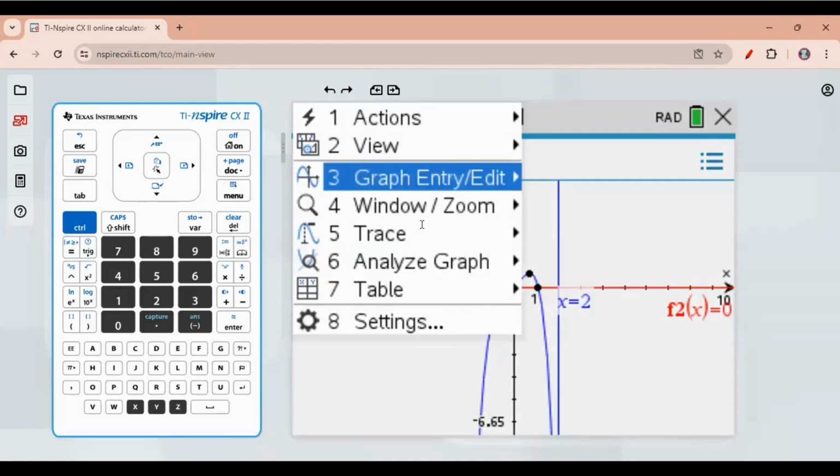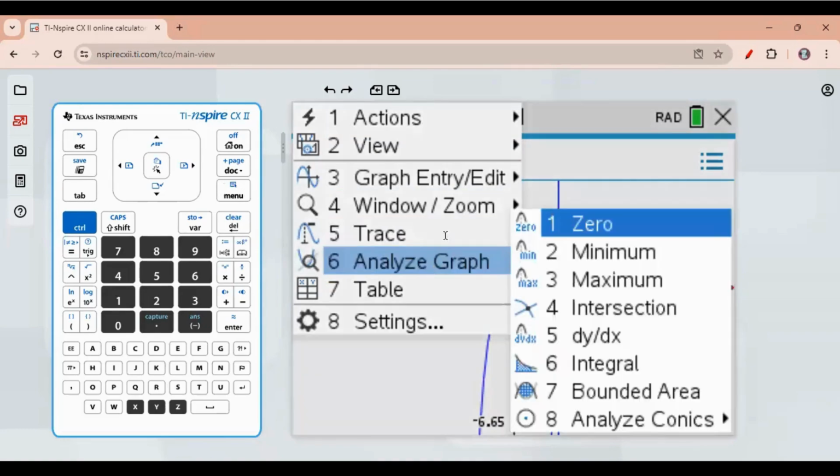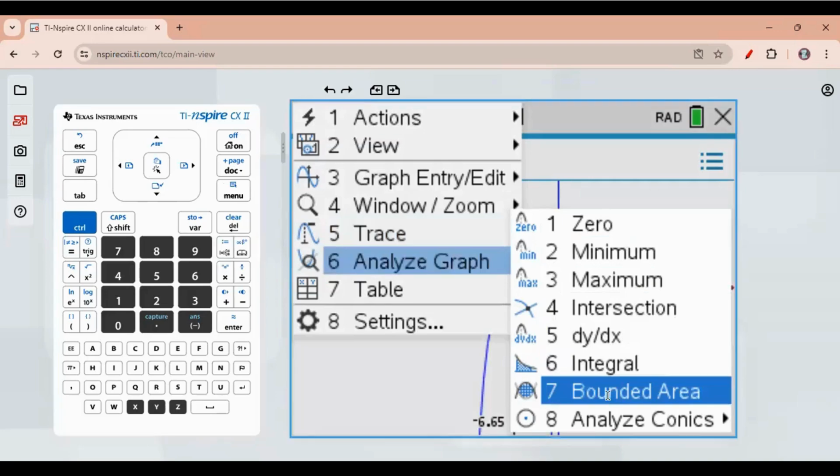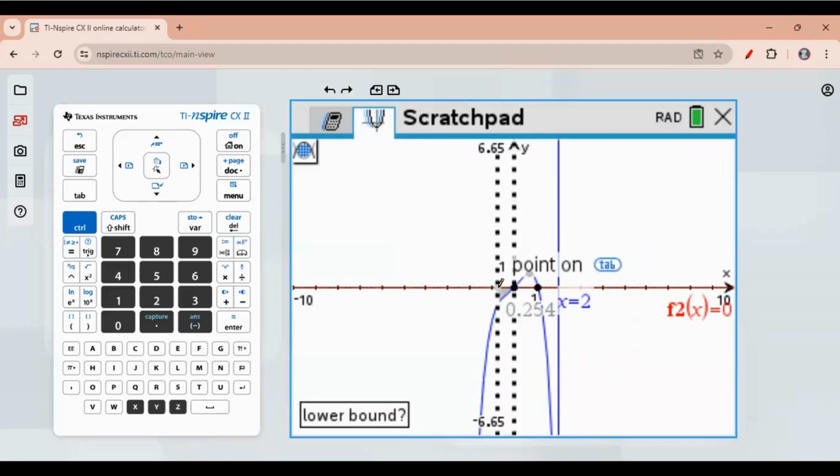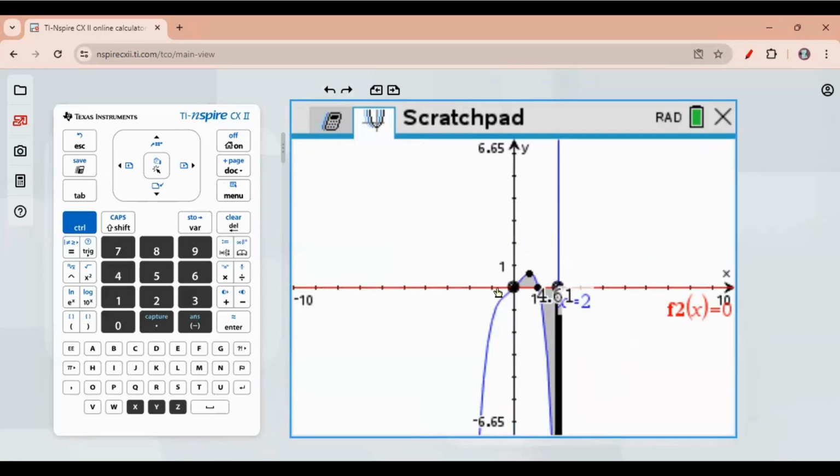So go to the menu and analyze graph, then the bounded area of this. And again, it will ask for graph 1, graph 2. So this is my graph 1. Then it will ask you for the second graph. Don't select the vertical line. Then lower bound, upper bound. We are solving this entire question from 0, so 0 is the lower bound and the upper bound is 2. That's it. So this is your 4.61, right?